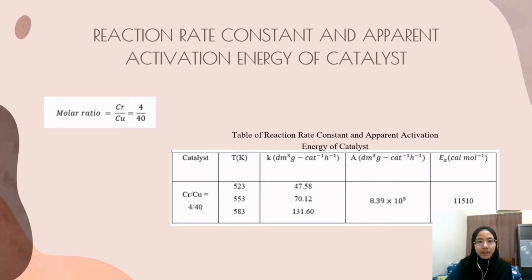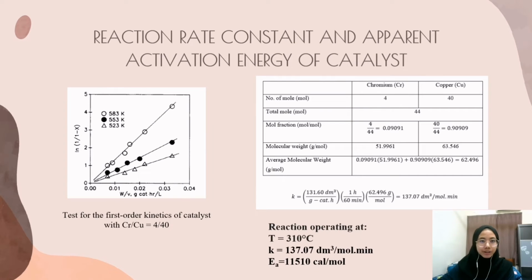The table shows the reaction rate constant and the activation energy at different temperatures. From the table, the catalyst gave the highest dehydrogenation energy at the temperature of 582 Kelvin. The graph shows the test for the first order kinetics of catalysts. It is concluded that the reaction operating at T equals 310 degrees Celsius has a reaction rate constant of k equals 137.07 dm³ per mole per minute and an activation energy of 11,510 cal per mole.